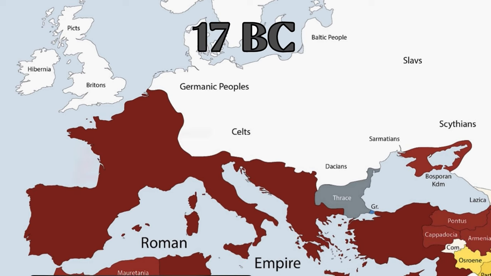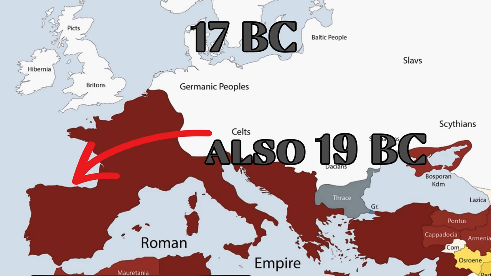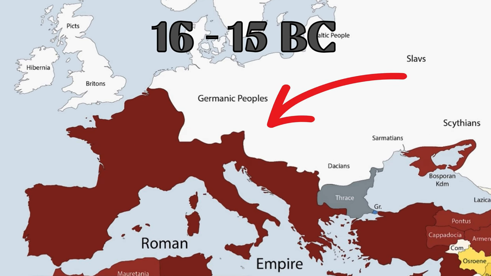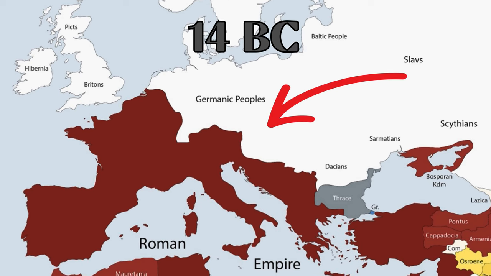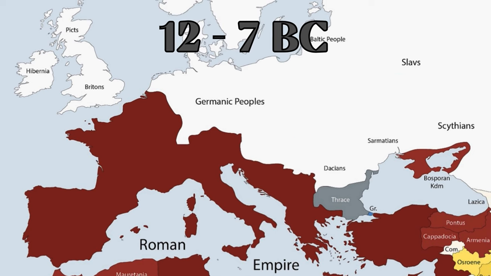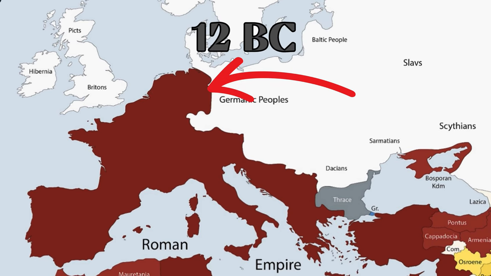19 BC. Augustus fully subdued Hispania, expanding Roman rule to the Iberian Peninsula. From 16 BC to 15 BC, the Roman Empire achieved significant victories over Germanic tribes, resulting in the expansion of the empire to the Elbe River. From 12 BC to 7 BC, Tiberius, the future emperor, conquered Pannonia and ventured into the province of Germania to suppress the revolt of Germanic tribes and strengthen Roman presence on the northern borders of the empire.